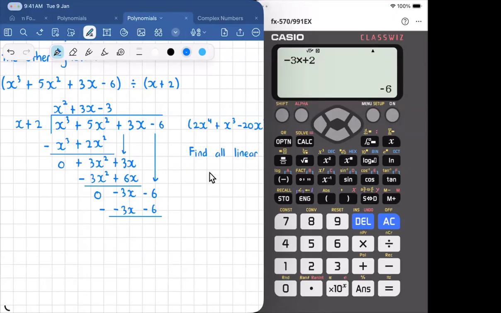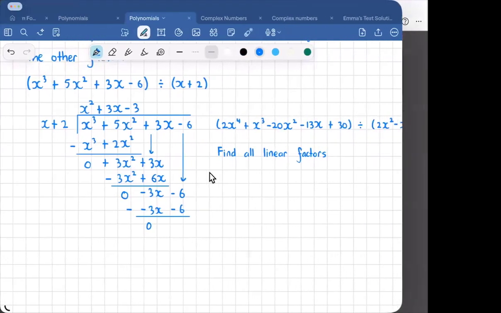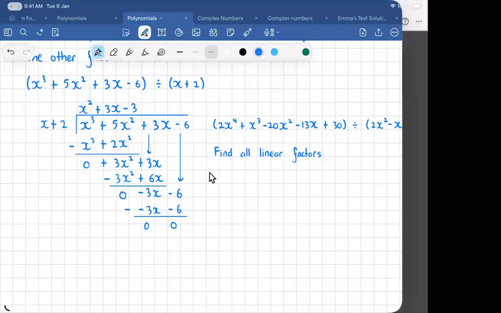I understand. So then we have negative 3x. Take away negative 3x, what will that be? Right here it is 0. And what is minus 6 minus minus 6? 0. Right.